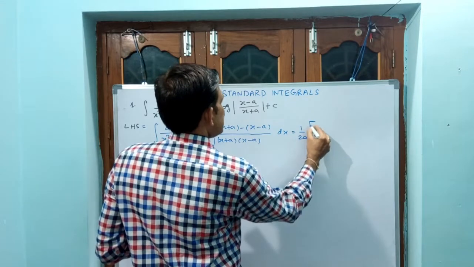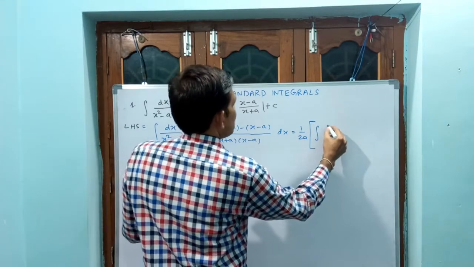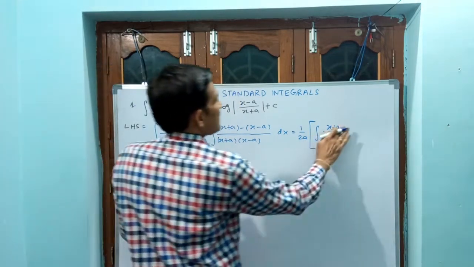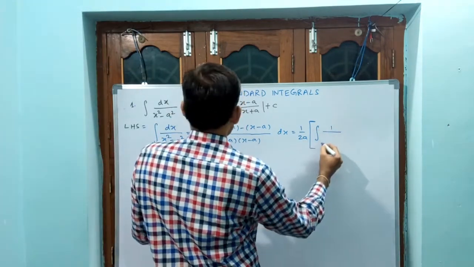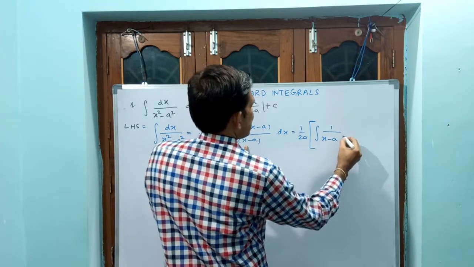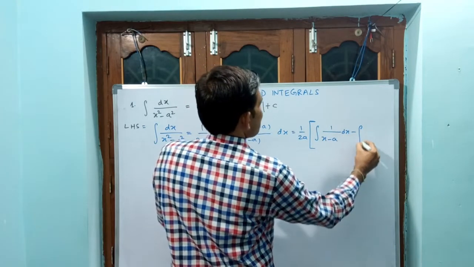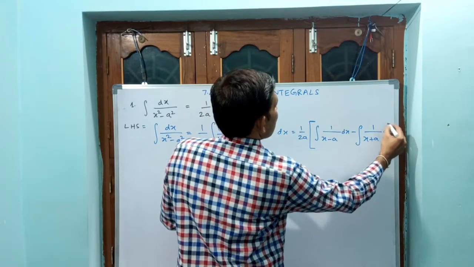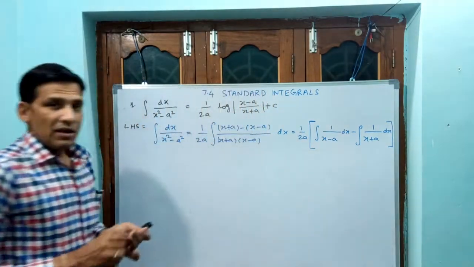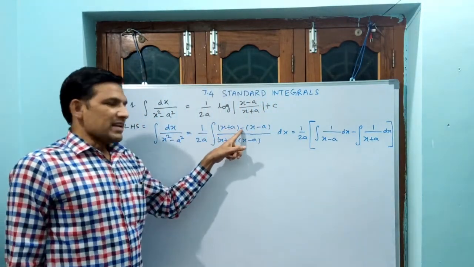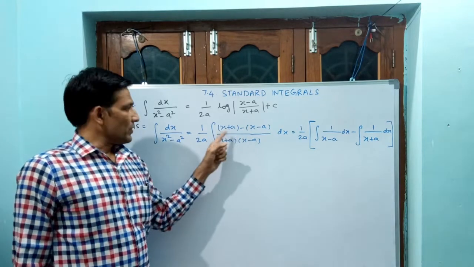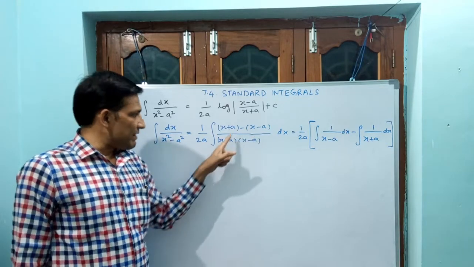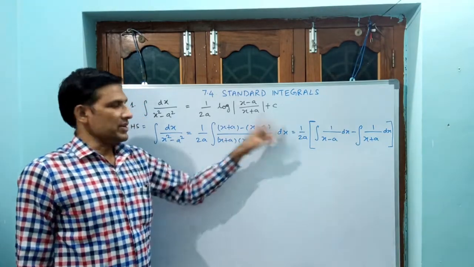1 by 2a integral, not x plus a, 1 by x minus a dx minus integral 1 by x plus a dx. Is it okay? Why? Because minus is there and this denominator is for both: x plus a divided by x plus a into x minus a, minus x minus a divided by x plus a into x minus a, dx.